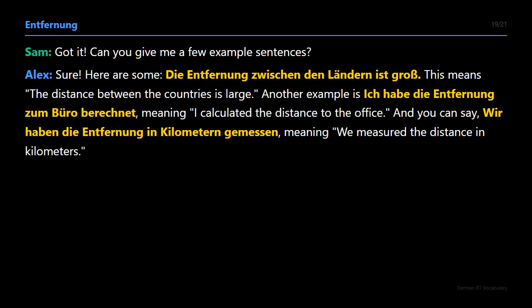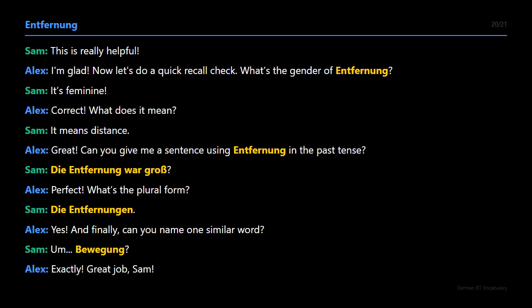Can you give me a few example sentences? Sure. Here are some. Die Entfernung zwischen den Ländern ist groß. This means the distance between the countries is large. Another example is, Ich habe die Entfernung zum Büro berechnet, meaning I calculated the distance to the office. And you can say, Wir haben die Entfernung in Kilometern gemessen, meaning we measured the distance in kilometers. This is really helpful.